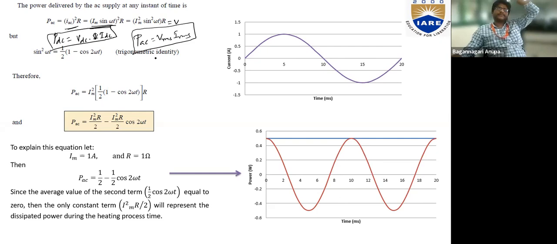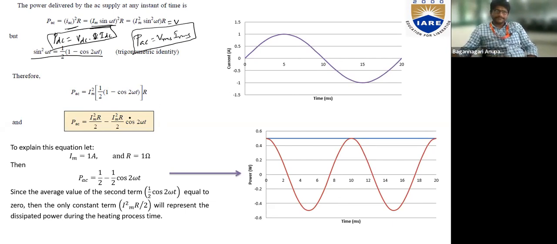So I square, Im sine omega t whole square into R. We can expand this square term. What is the equation we are going to get if I use a square term? Sine square omega t. What is the value you are going to get? Expanding it, I can write it as 1 by 2, 1 minus cos 2 omega t. So once we calculate the value of power, what is the equation we are going to get at the end?